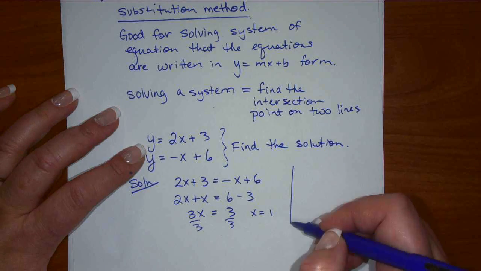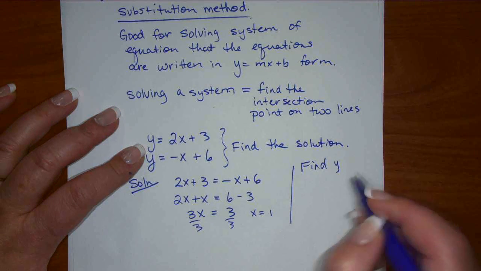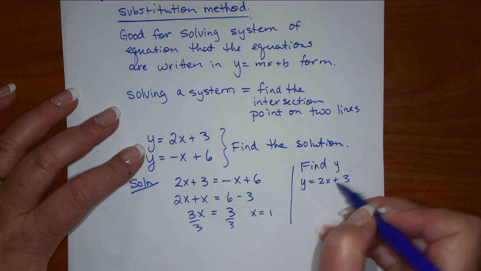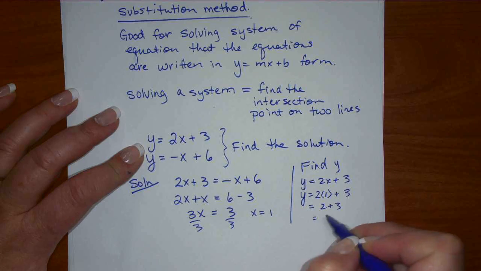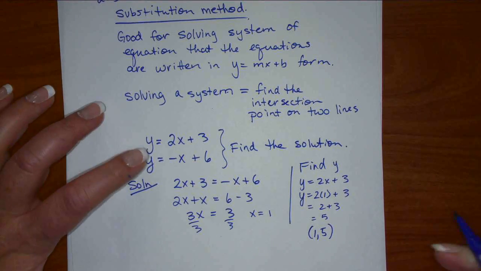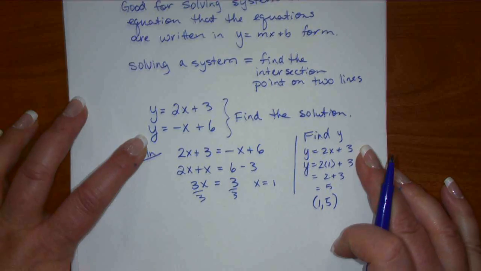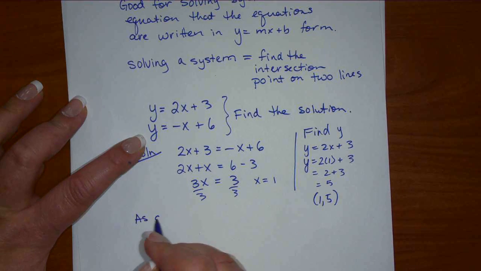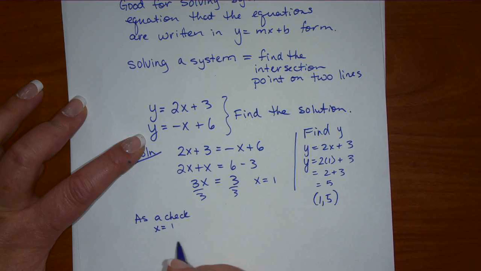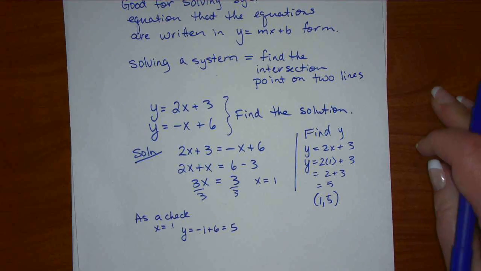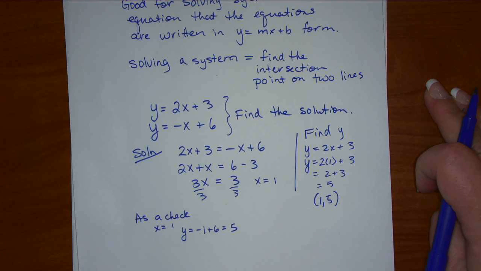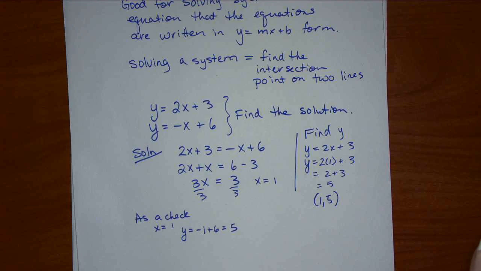So find y. Take either equation, like 2x plus 3, and put the 1 in there. So y is 5. Now, again, that should work as a check. You could put it into the second equation, if you're so inclined to do that, and you'd see you get the same number. So it doesn't matter whichever equation you choose. To find y, just plug in the x value. So you solve for x, plug it in, and you get y, and that's the point.